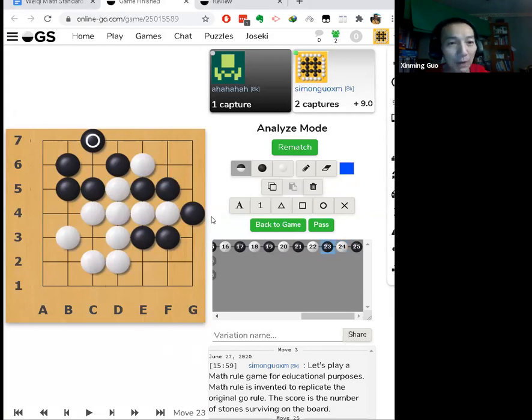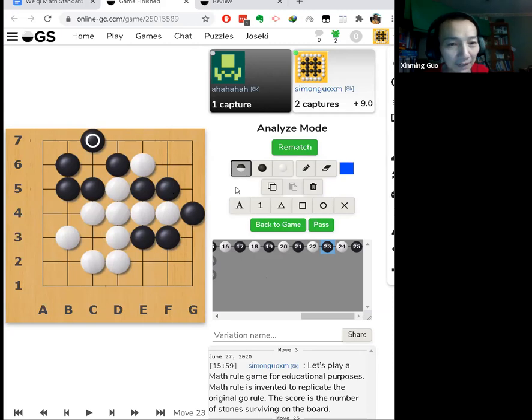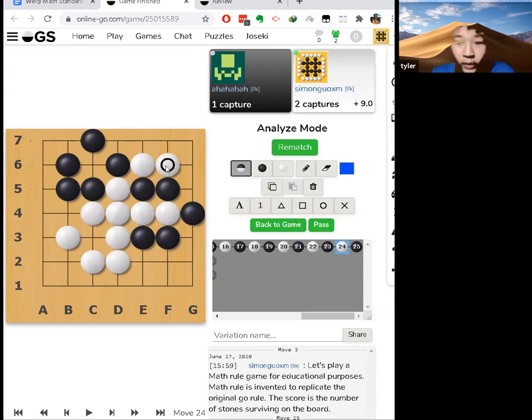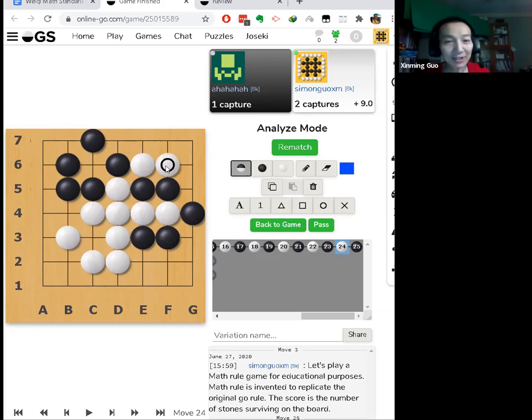In fact, before we play F6, how many qi for this black group? 2. And how many qi for white? 2. So both of them have 2. So these two qi, you should try to focus on them. White play here. You increase your qi and decrease your black qi. And what's the name for F6? Atari. Atari, yes. Black is in danger.